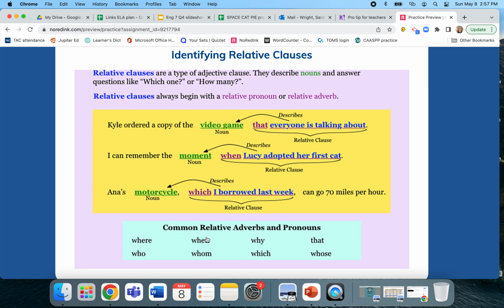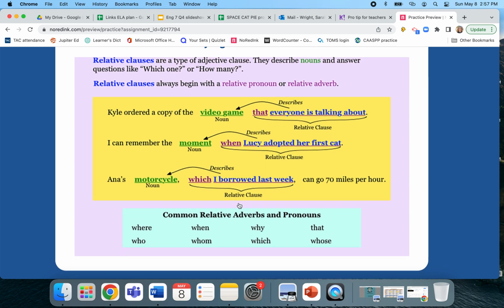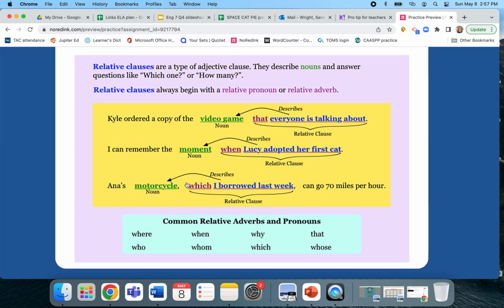So where, when, why, that, who, whom, which, whose. Basically the kind of words that are question words, like who, what, when, where, why, right? Plus a little bit of that, a little bit of which. Okay. And notice they take commas when you insert them in the middle of the sentence, right? So in this case, it's subject, verb, and then all of this object, predicate type stuff. But since all of this is happening after the verb and after the object of the sentence, it doesn't need a comma. Same with this one. Kyle ordered a copy of the video game that everyone is talking about.